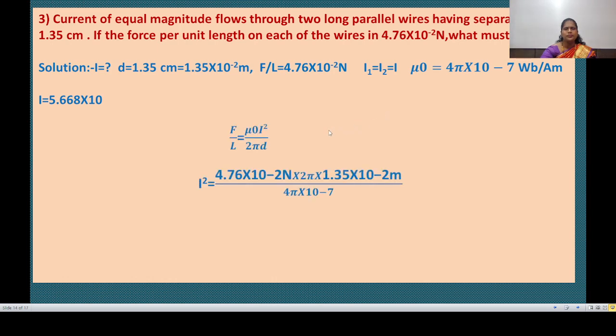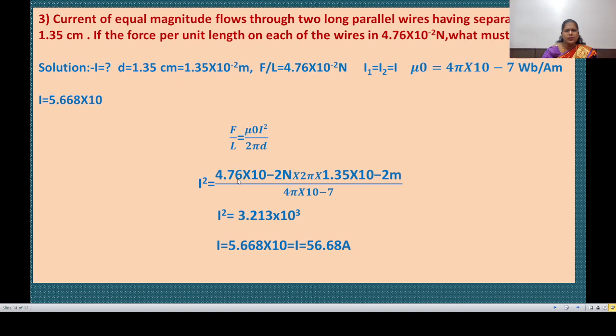Now, here we have to get the answer from the equation. We are going to use the formula of the force of attraction between the two parallel wires. F upon L is equal to mu0 I square upon 2 pi D. We should convert this equation into I square, so we get I square is equal to F into 2 pi D upon mu0 upon L.